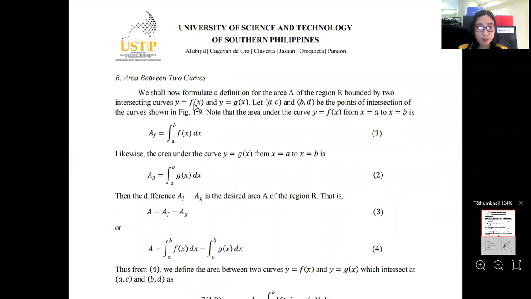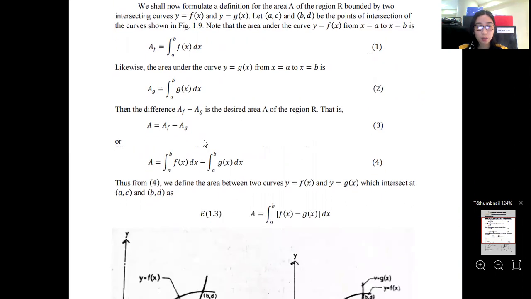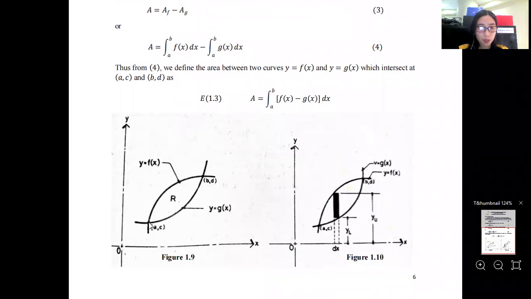y is equal to f of x and y is equal to g of x. So now we have two curves. So let A, C, and B, D be the points of intersection of the curves shown in figure 1.9. So this is our first curve, y is equal to f of x, and the second curve is y is equal to g of x.